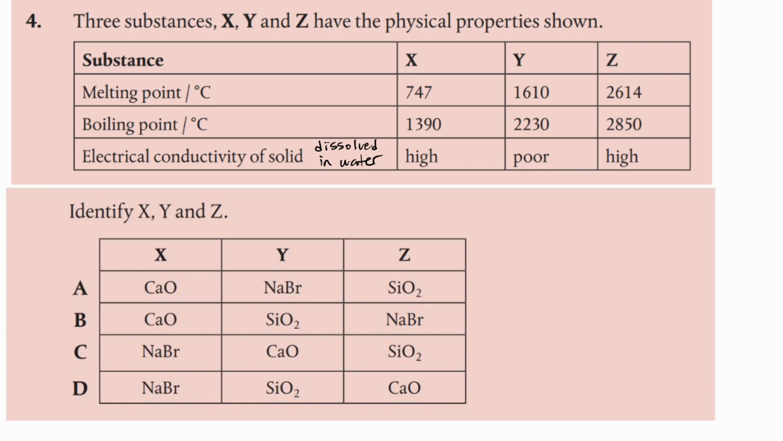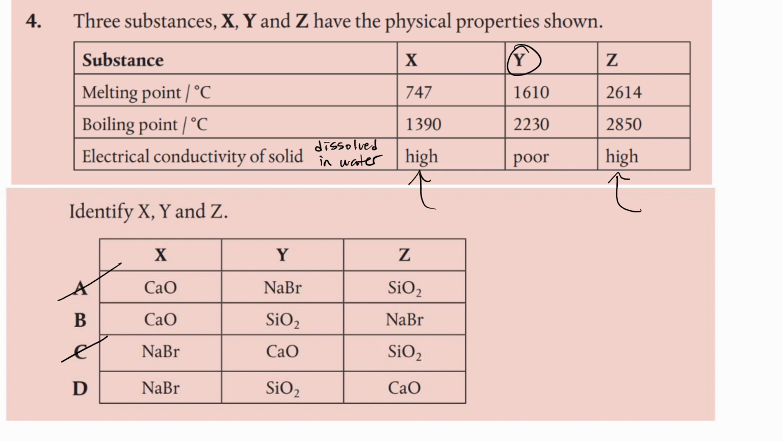Okay, so let's start with our ionic compounds. So we know that X and Z have to be our ionic compounds because they're the only ones that are conducting electricity as an aqueous solution, which means we know Y is automatically our network covalent or silicon dioxide. So automatically you should be able to cancel out C and A because Y is not the network covalent. So then we are looking at calcium oxide and sodium bromide, and we are comparing X and Z.